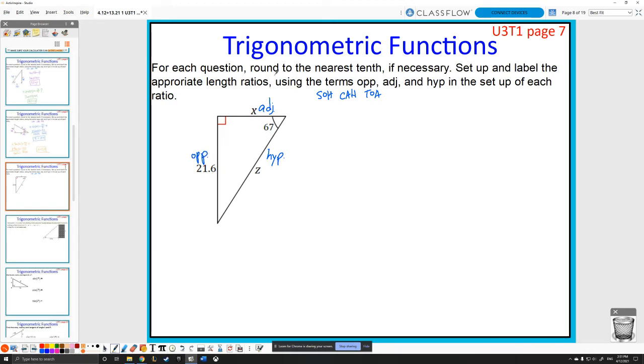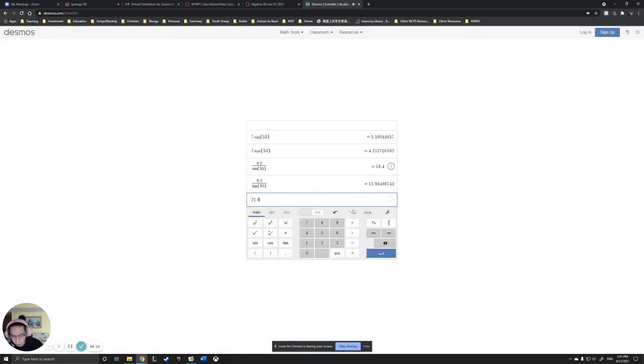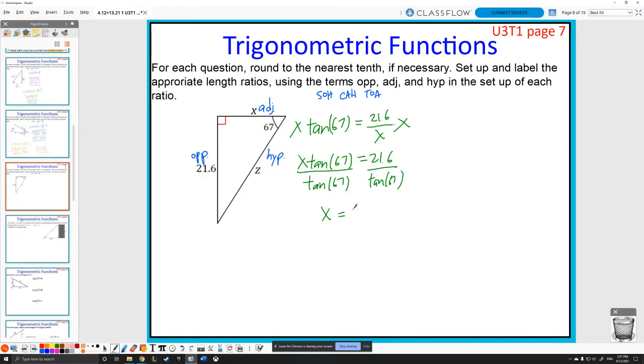Let's solve for adjacent first this time. Why not? Switch it up. So adjacent and opposite, that's tangent. So tangent of 67 is equal to 21.6 over x, times x. X tangent of 67 is equal to 21.6. Divide both sides by tangent of 67. Therefore, x is equal to 21.6 divided by the tangent of 67, 9.2.